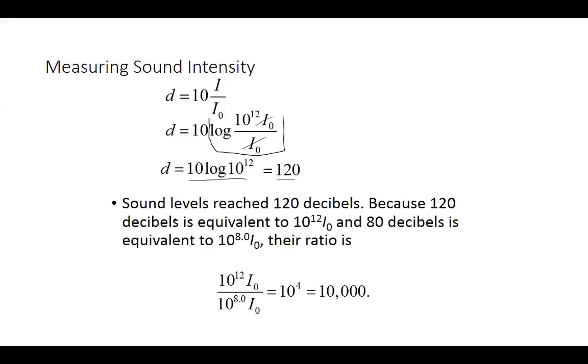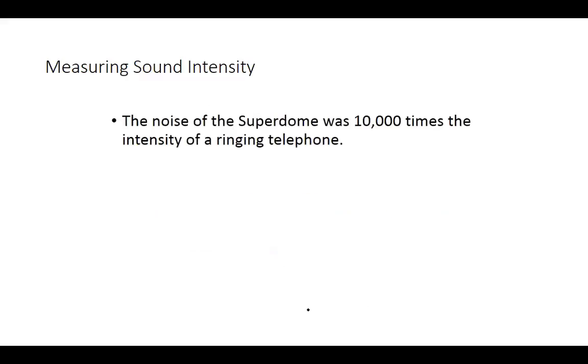So the sound level reaches 120 decibels because 120 decibels is equivalent to 10 to the power of 12 I initial. And 80 decibels is equivalent to 10 to the power of 8 I initial. Then the ratio can be found as 10,000. The noise of the Superdome was 10,000 times the intensity of the ringing telephone.